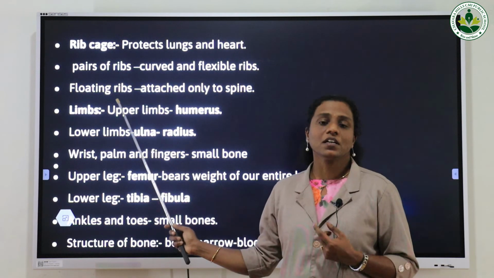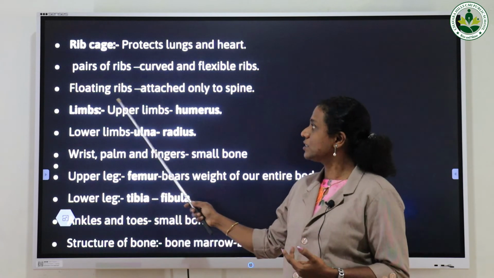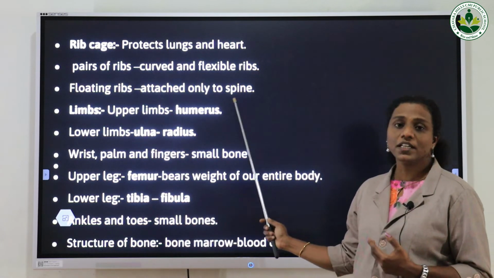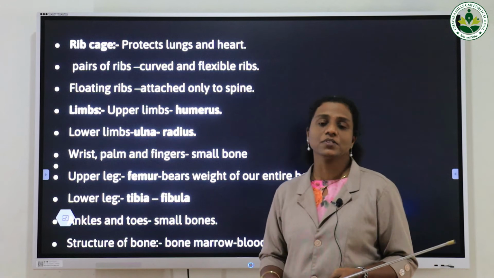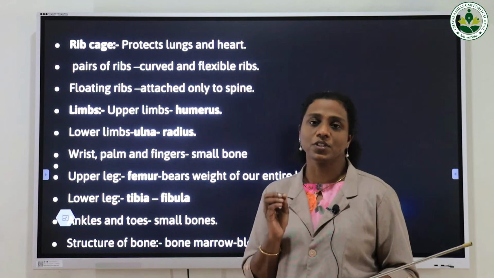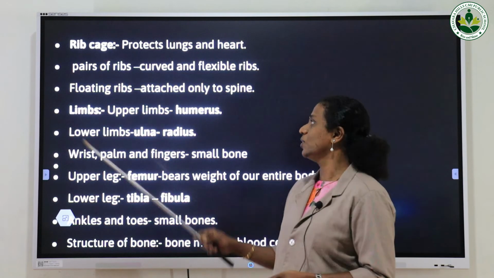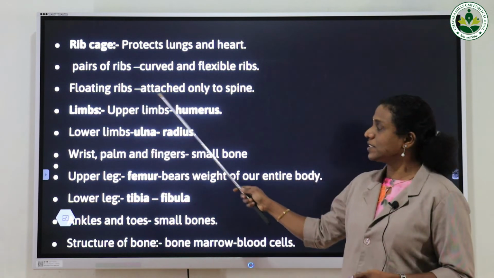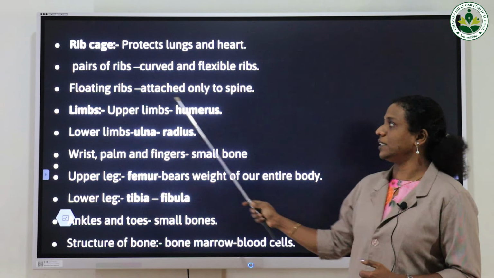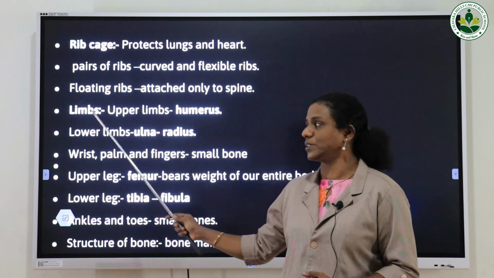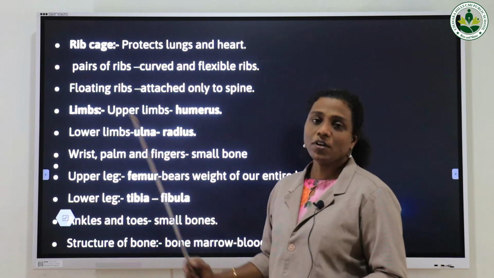The 2 bones that are not attached to the breastbone are known as floating ribs. They are attached only to the spine. Among the ribs, only 2 bones are attached to the spine only. All the remaining bones are attached to the breastbone also. So the 2 bones that are attached to the spine only are known as floating ribs. So that is about the rib cage.